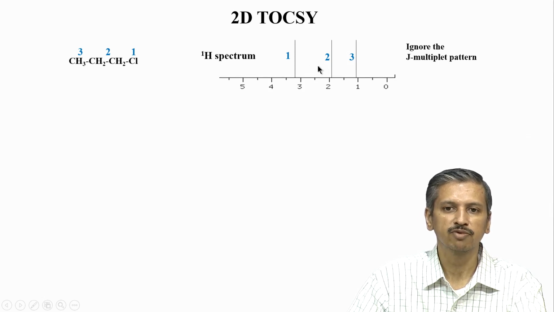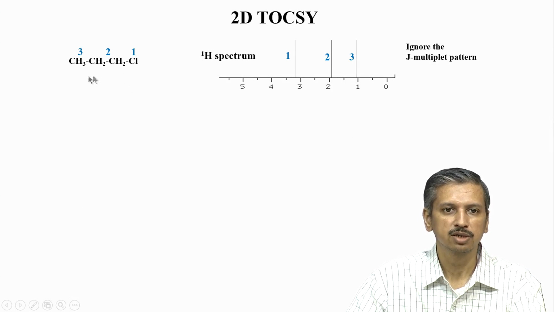So, we need J coupling for transfer, no doubt about it, but we do not need J couplings to appear in the spectrum, or we do not need to see them in more detail. So, we will ignore that. So, this is a 1D spectrum.